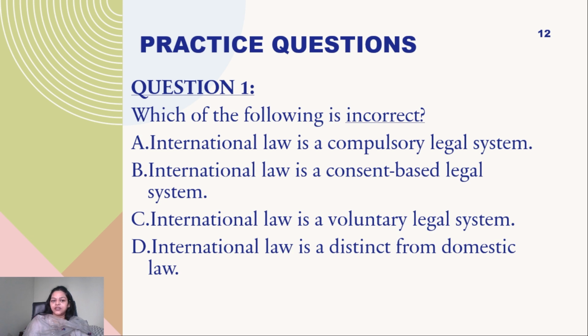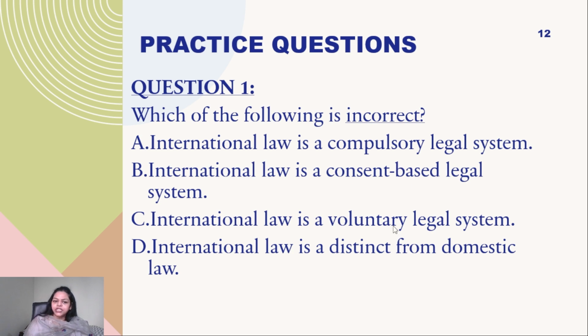Let's revisit the options. Option A, international law is a compulsory legal system. That would mean that all states must follow international treaties or international customs, which we have seen is not true. It's not compulsory. International law is a consent-based legal system. Yes, it is a consensual legal system. International law is a voluntary legal system. Yes, consent-based would be voluntary.